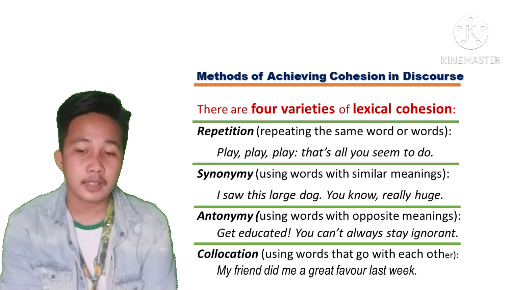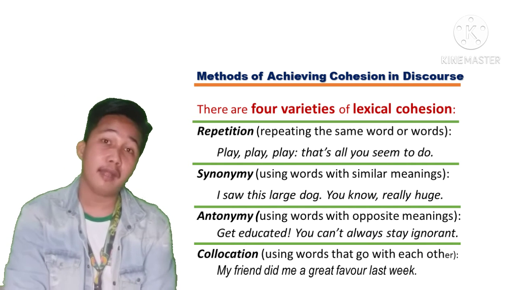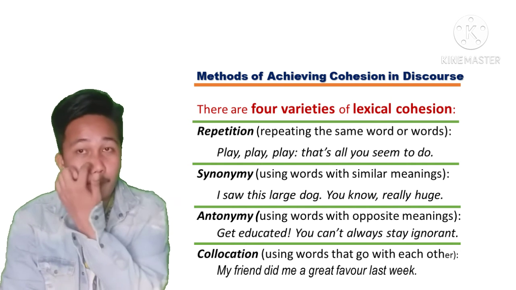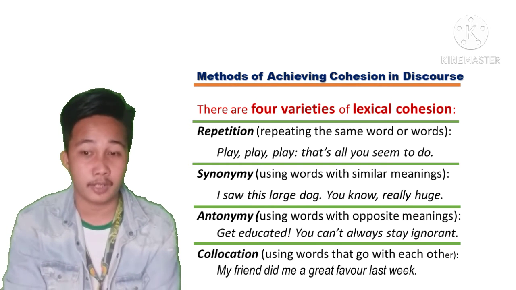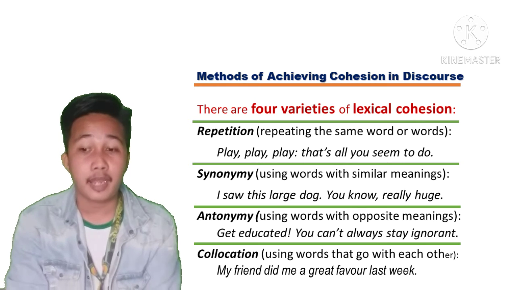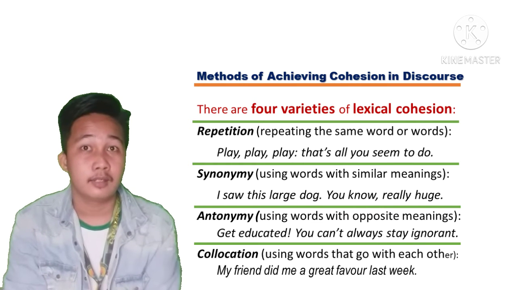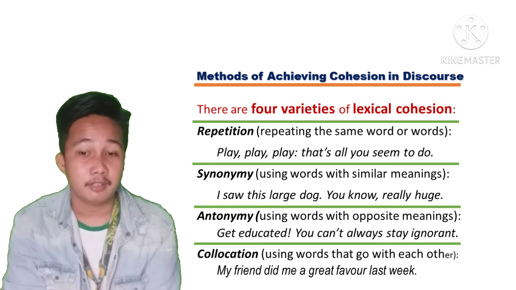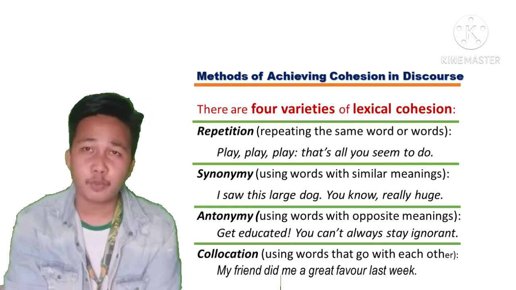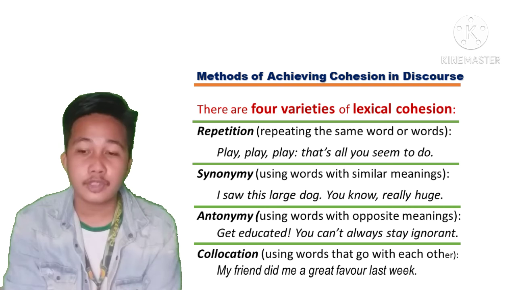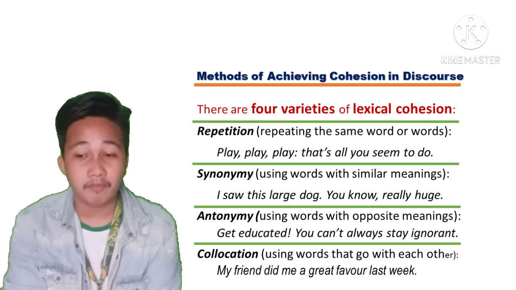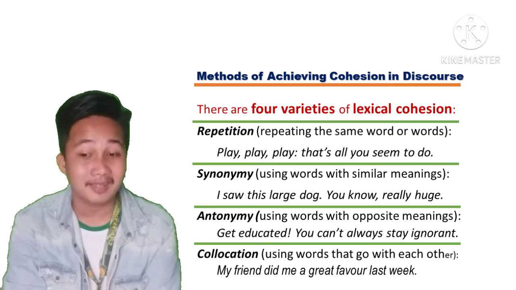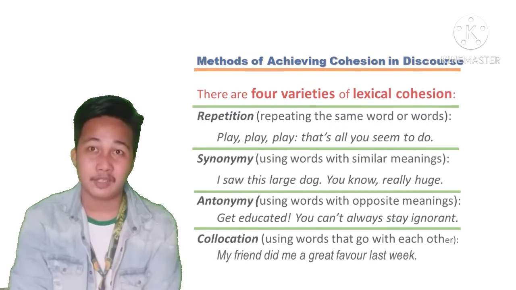The third one is antonymy, or antonyms, using opposite meanings. So get educated. You can't always stay ignorant. We highlight here educated and ignorant. That is the antonymy in this portion. The last one is collocation, or using words that go with each other. My friend did me a favor last week. So that's it.